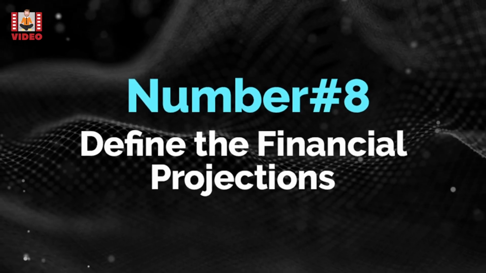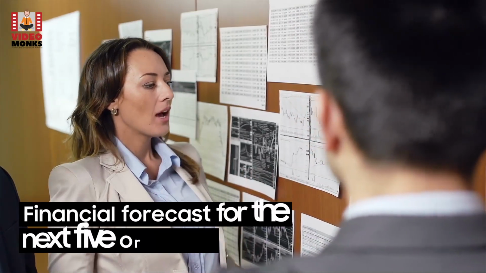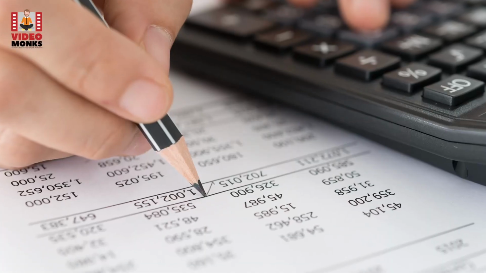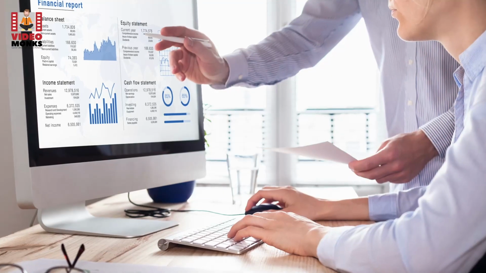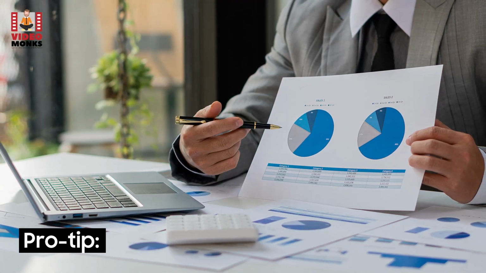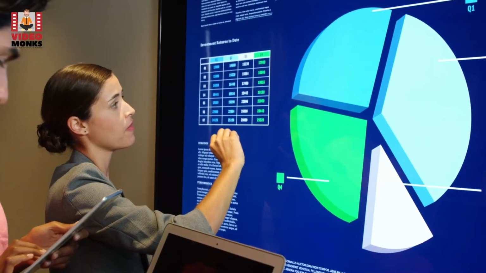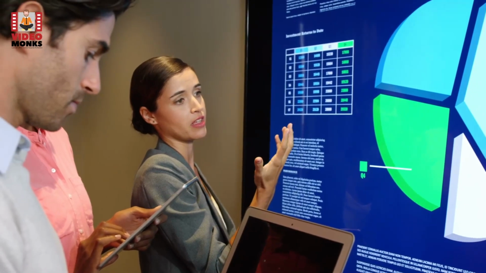Number 8. Define the financial projections. Let's face the elephant in the room. Your business is only worth an investment if it catches the eyes of an investor. You can make sure it does by offering a financial forecast for the next 5 or 10 years. For beginners, it can be challenging to deduce their financial standings after a decade, but the easiest way to do that is by using your current or projected income statements, balance sheets, and cash flow statements to predict the future. Pro tip: there's nothing a graph and pie chart can't make appealing. So, while it may seem time-taking, the results are worth it, with the chaotic financial projection becoming crystal clear.